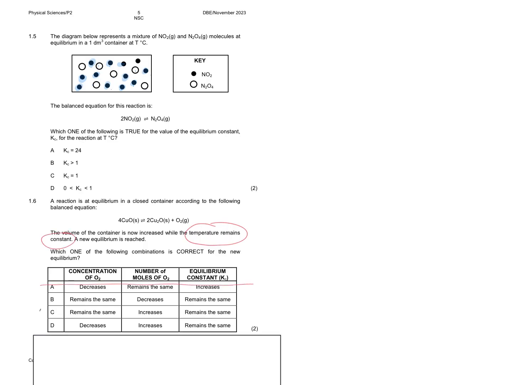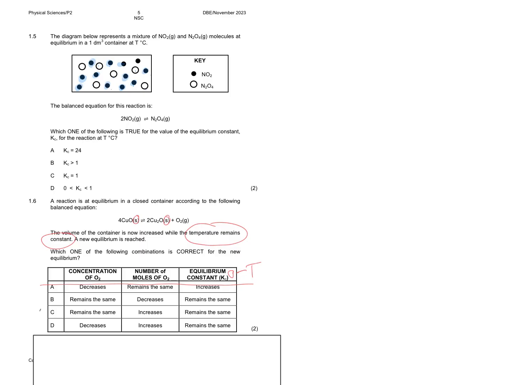So immediately A is out. If we're guessing, A is immediately out, because if the temperature remains constant, the equilibrium constant remains constant. This thing depends on temperature only. Also, we need to take note that that is a solid and that is a solid.